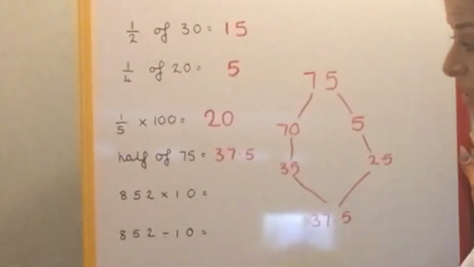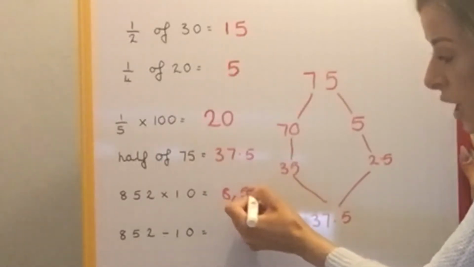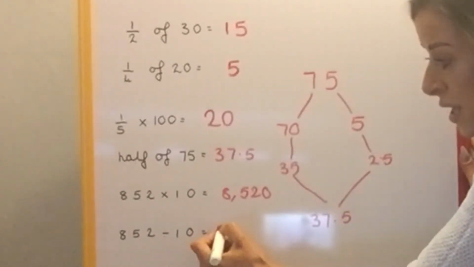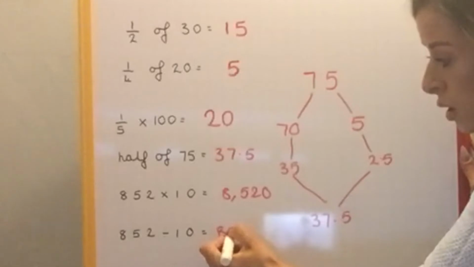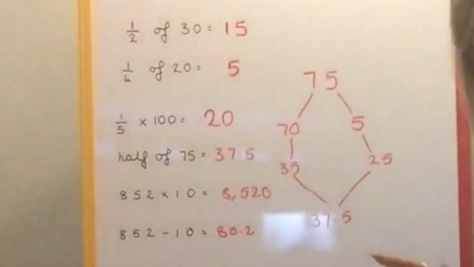852 times by 10 is 8,520, and 852 divided by 10 is 85.2. Well done if you got those.